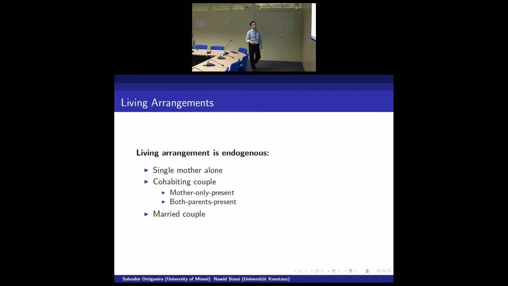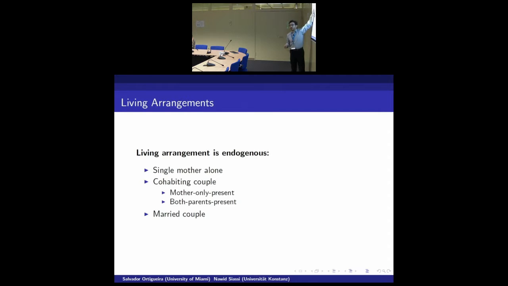So this is the living arrangement in the model, which is endogenous. Also, we want to see how taxes and transfers change the decision of individuals to form families. So they enter the economy as singles. Some mothers will have a fertility shock and become single mothers. They may get some marriage proposals to accept or reject. That's why the decision is endogenous. And they will get proposals either to cohabit, become a cohabiting couple, or to marry, in which case, if they accept, they become a married couple.